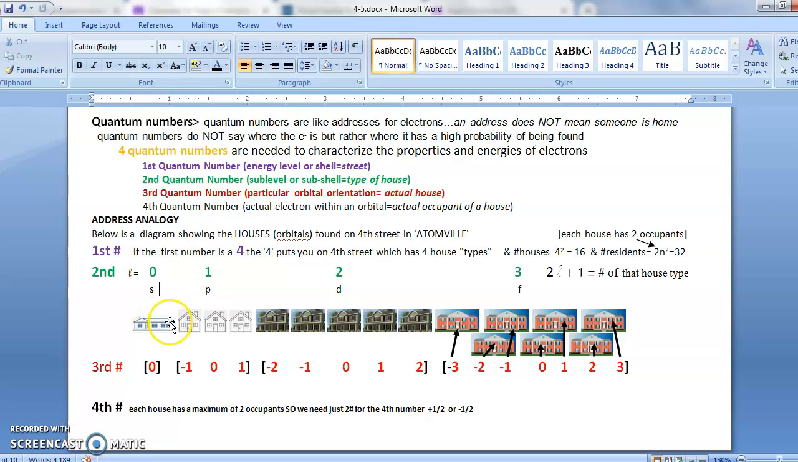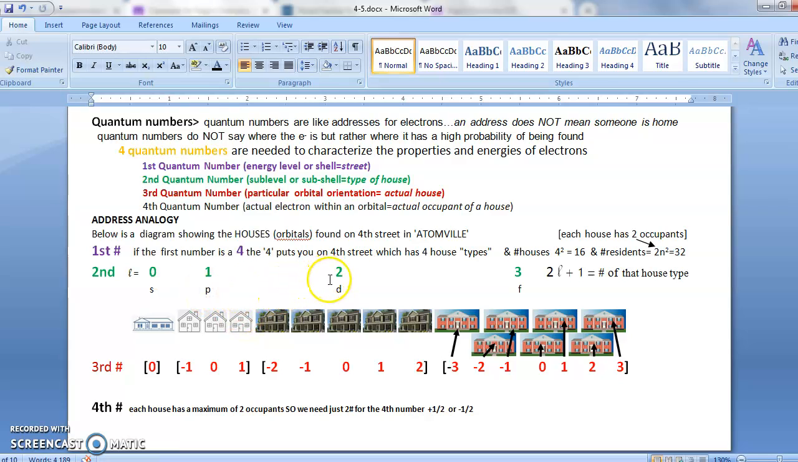So when you're looking at all the houses together, it's called a sublevel. All the houses of a certain type together are a sublevel. So the S sublevel has one house. When the second number is a 1, the spectroscopists call it the P orbital. There are 3 P orbitals making up the P sublevel.